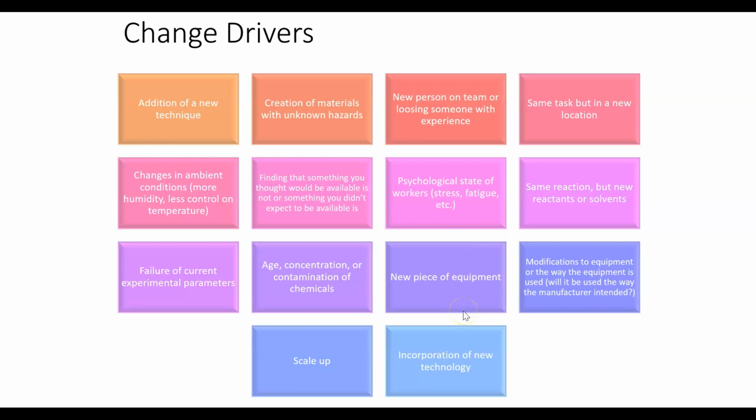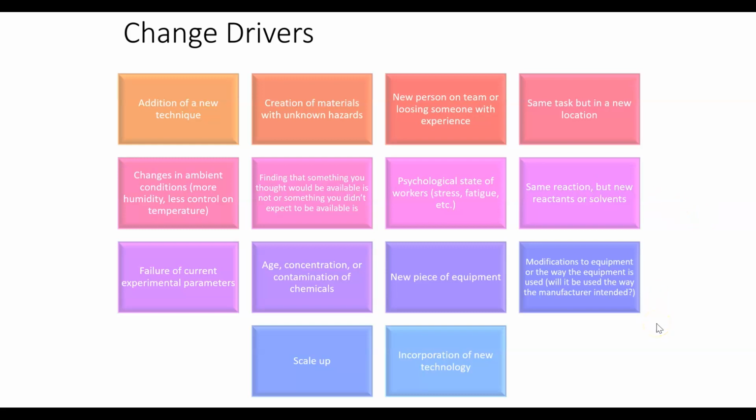You have a new piece of equipment you've never used. You're going to scale up the reaction. I've got an old chemical that's not stable anymore. I'm going to go outside my experimental parameters. I need the temperature to be just a little bit higher. I need the pressure to be just a little bit higher. I'm going to use something I've never used before, new solvents or reactants. So anytime we change something, we need to reevaluate the hazards and we need to determine the new hazards and then we need to reevaluate them.